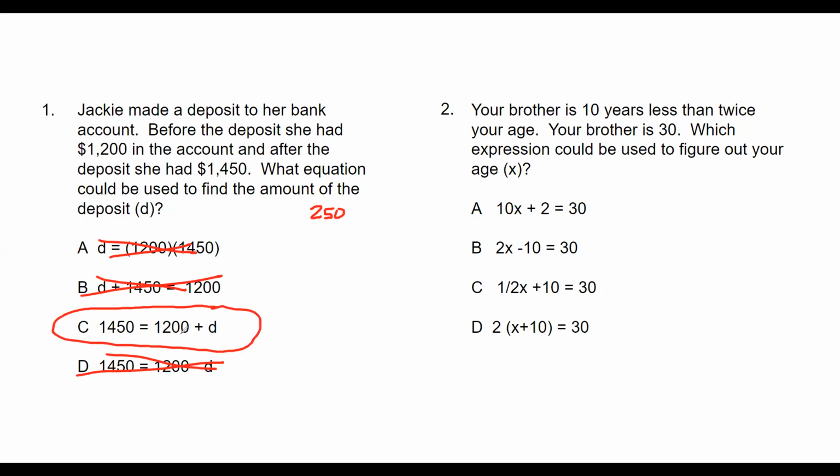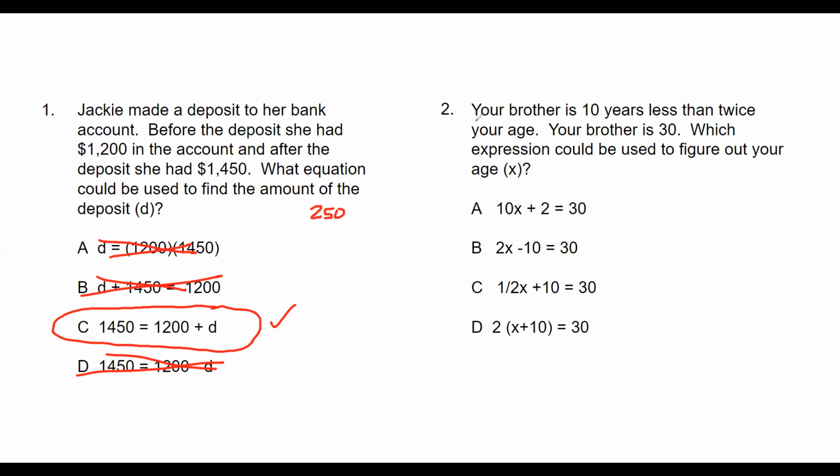1,450 equals 1,200 plus 250. Yes, that is correct. So that's a pretty simple problem. This one on the right is a little bit more complicated. Your brother is 10 years less than twice your age. Your brother is 30. Which expression could be used to figure out your age?